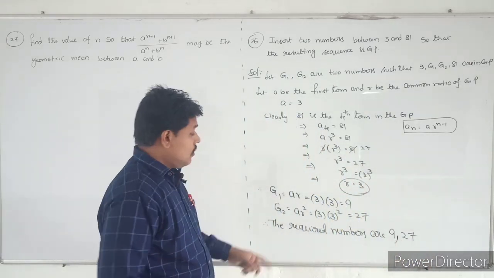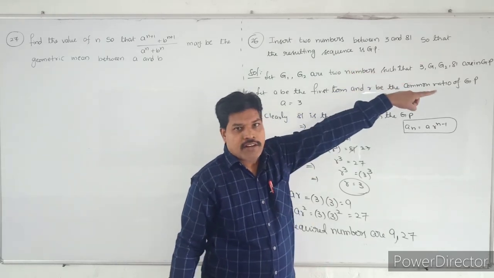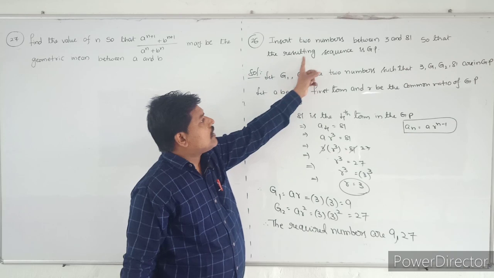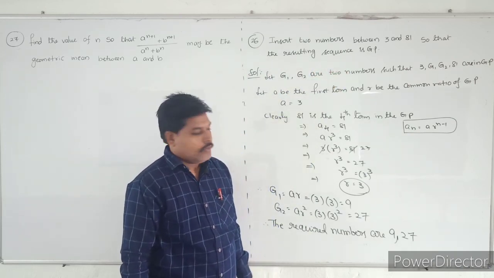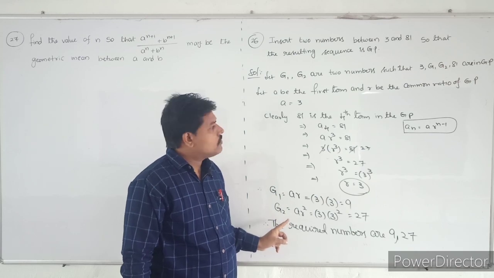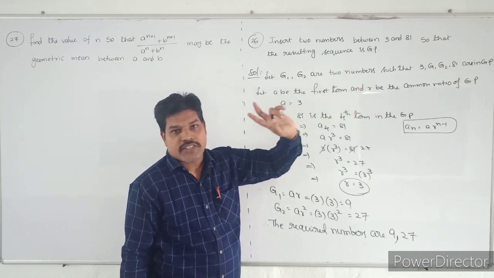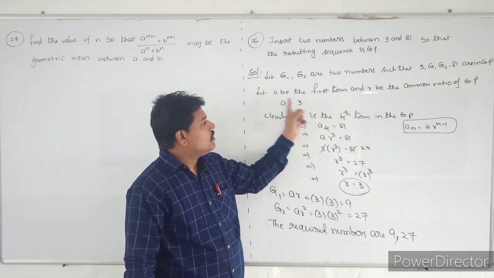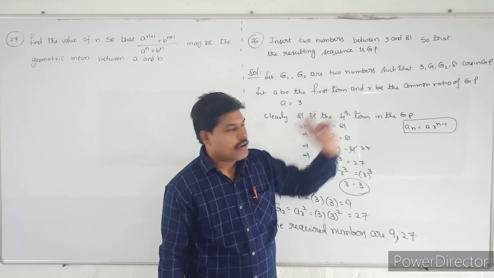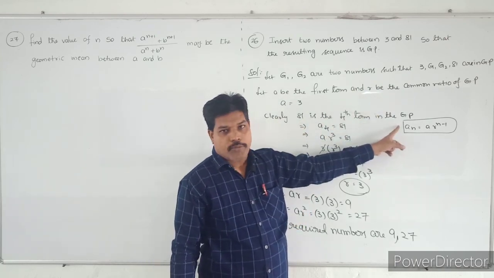Understand students? So these two numbers, if you insert between 3 and 81, automatically the resulting sequence will become in GP. So see the question once again. G1, G2 be two numbers such that the resulting sequence is in GP. So I am taking A as the first term, A is equal to 3, and R be the common ratio of GP. Then 81 is the fourth term of the geometric progression.